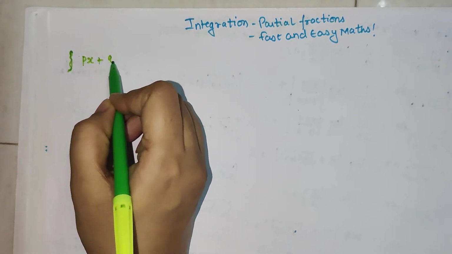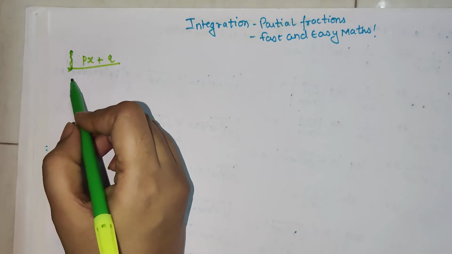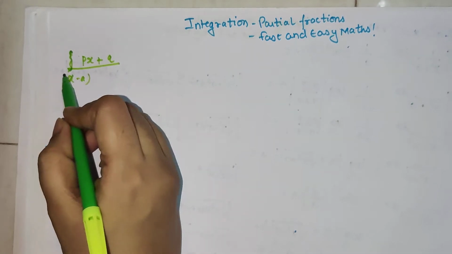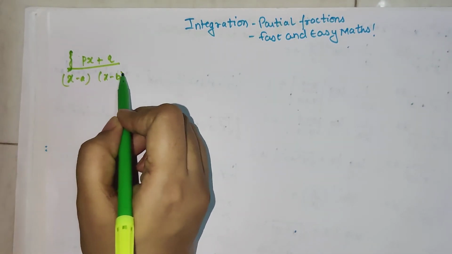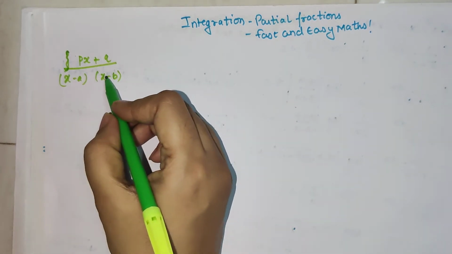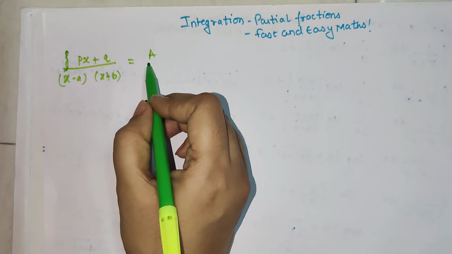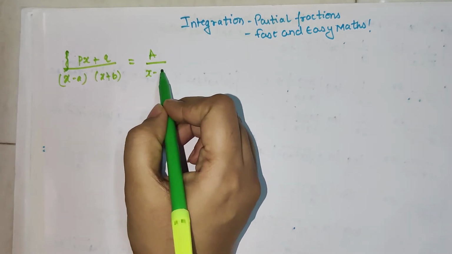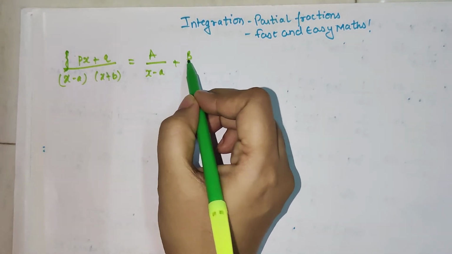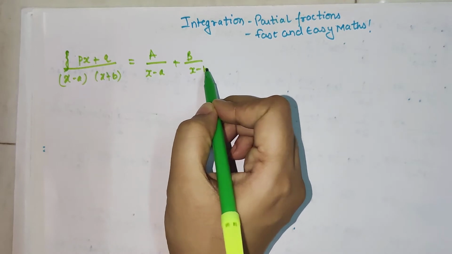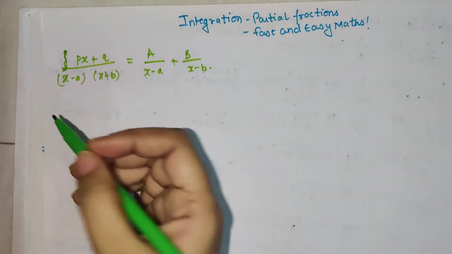(px + q) upon something like (x minus a) and (x minus b), or (x plus b), let's say that. So you can write this entire fraction as nothing but A upon (x minus a) plus B upon (x minus b). Okay, this is the first one.